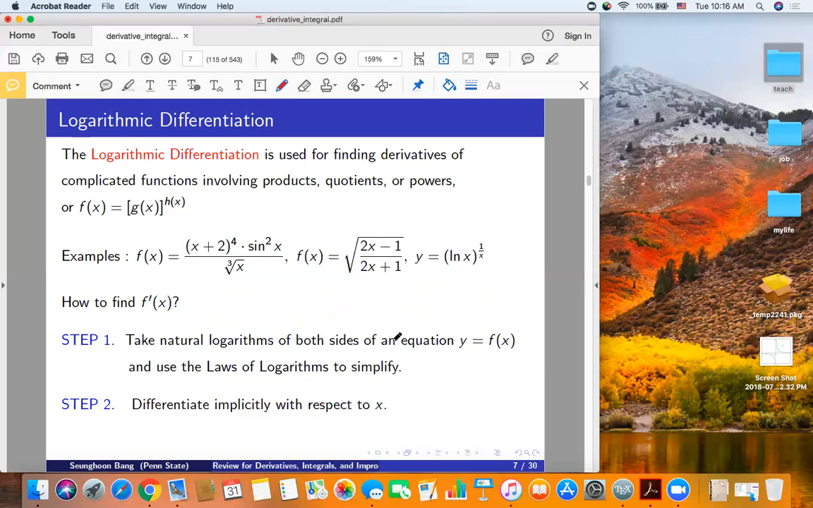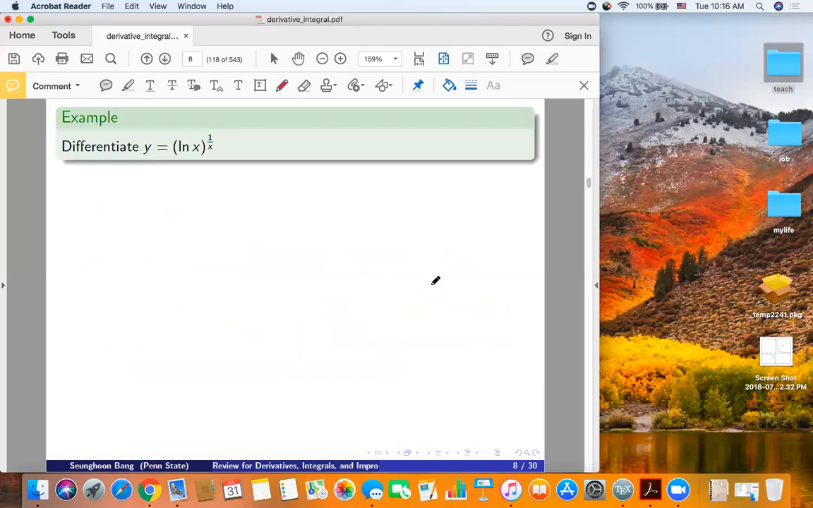Step 2: differentiate implicitly with respect to x. Step 3: solve the resulting equation for y prime, like f prime of x. This is the whole idea. I'm going to give one example, the last one: y equals (ln of x) to the 1 over x.